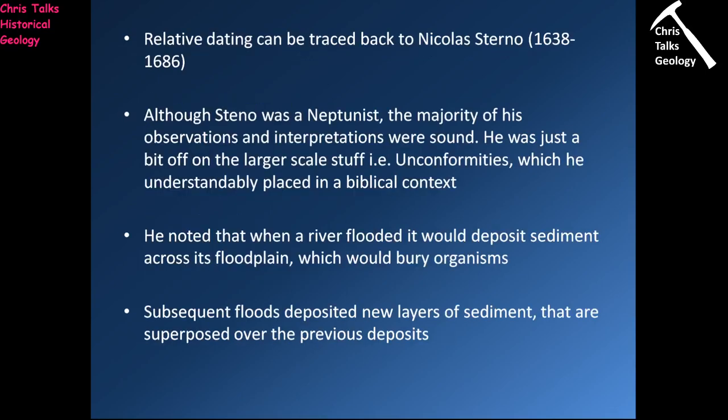So the idea of relative dating can be traced back to Nicholas Steno, and Steno was a Neptunist. So what he was doing is he was making observations related to how rivers flood. When he looked at the river and how it's flooding and what happened afterwards, he noticed that the floodwaters would deposit a layer of sediment over the area. Now what he did is he then extrapolated this process and took it to a global scale, and he put it into the context of the Great Flood. So he was using a biblical standpoint.